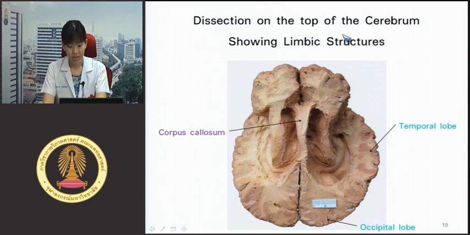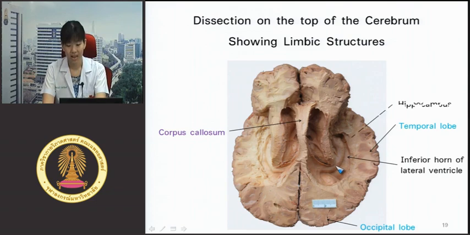A superior dissection from the top of the cerebrum is performed to expose the inferior horn of the lateral ventricle and identify the hippocampus and fornix.